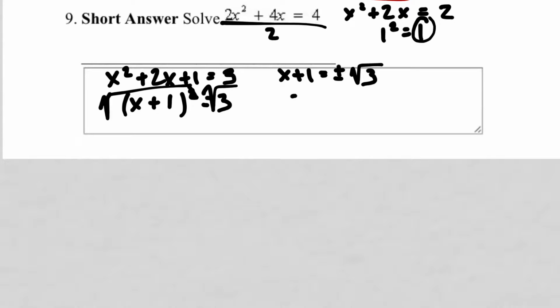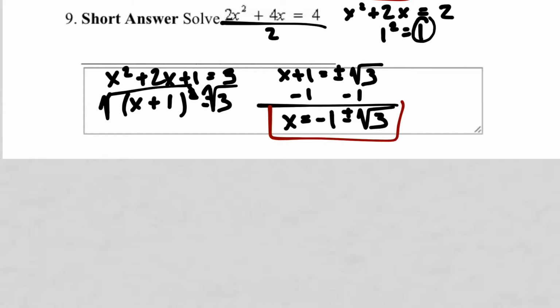And finally, we subtract 1. Do not combine the radical 3 with the negative 1. Don't be a rookie. Okay, that's a rookie mistake. X equals negative 1 plus or minus radical 3. There's your final answer. There's nothing else to do there.